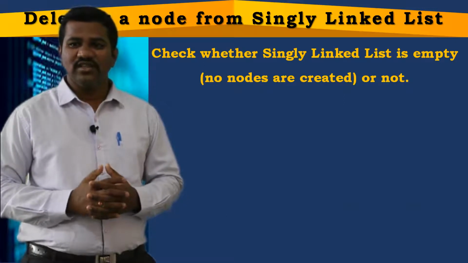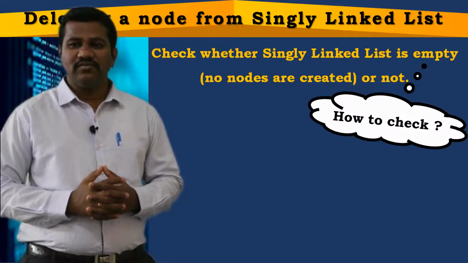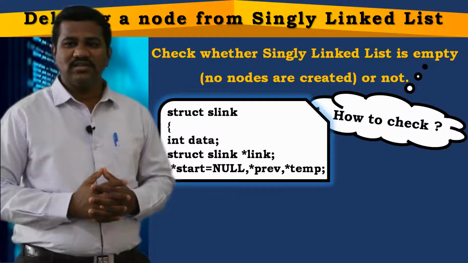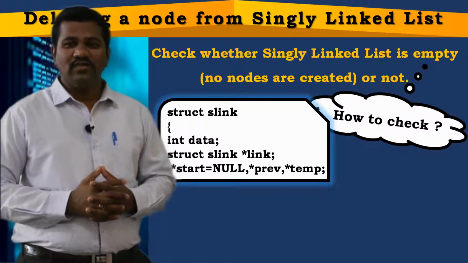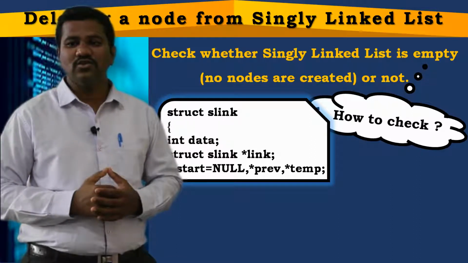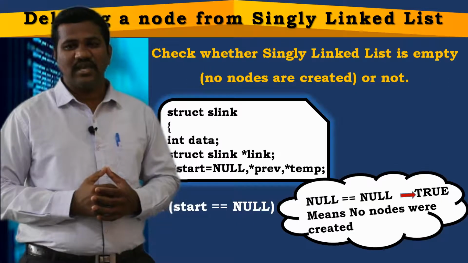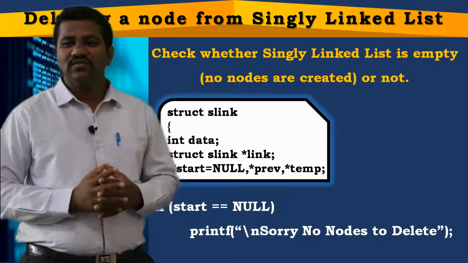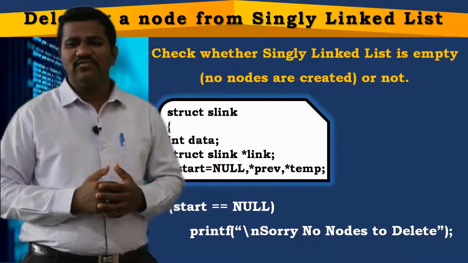Now we need to check whether the single linked list is empty or not, and how to check it. We can check it when we declare the structure. We'll be taking 3 pointers: star start is assigned with null, and star previous, and then star temp. When we execute this delete node function, if start still contains null, then we can say that the single linked list is empty. That means we don't have any nodes. Then we give a message like, sorry, no nodes to display, or single linked list is empty.